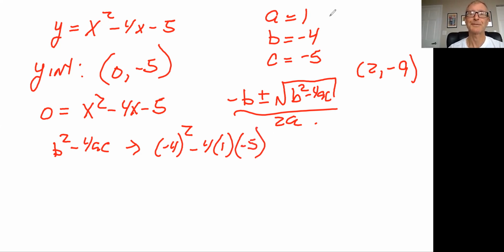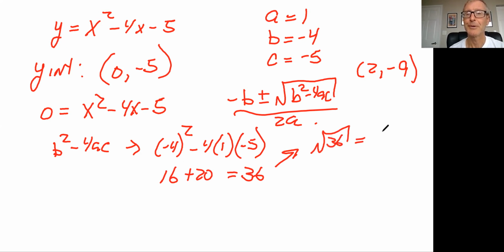See, that's why it's nice to have this written up there. So this looks like this would be 16 plus 20. So that would be 36. So then we have to take the square root. So what's the square root of 36? That would be 6. So it looks like we're going to have two solutions for the x-intercepts.